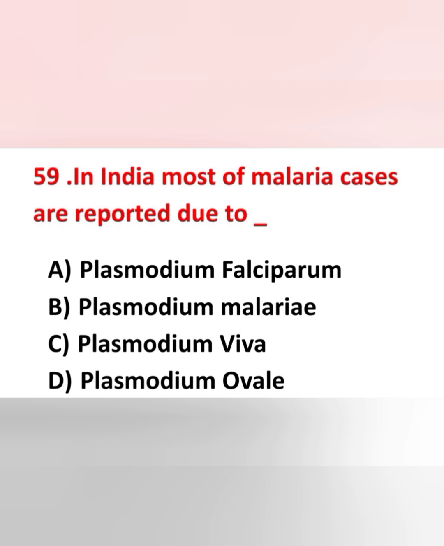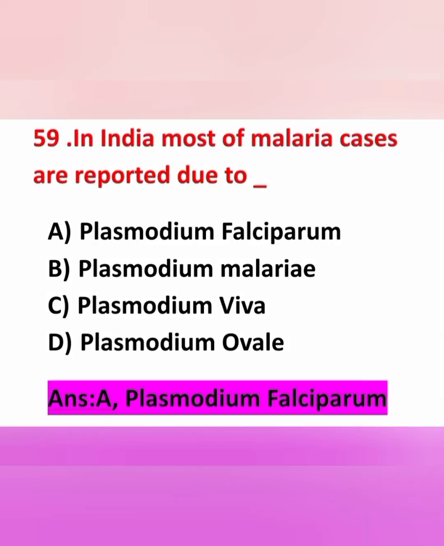Question number 59. In India, most malaria cases are reported due to. Options are option A Plasmodium falciparum, option B Plasmodium malariae, option C Plasmodium vivax, option D Plasmodium ovale. Your question is, most of the malaria cases are reported in India due to option A, Plasmodium falciparum. Approximately 50% of cases are due to Plasmodium falciparum, and about 5 to 8% of cases occur due to mixed infection. The second most common cause is Plasmodium vivax, and the most important cases are from Plasmodium falciparum.